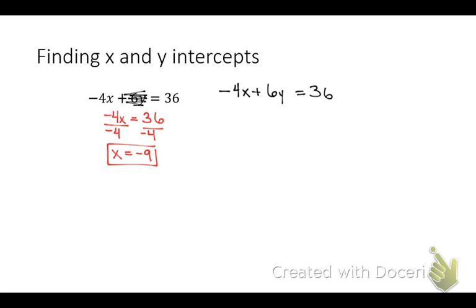On the y-intercept, yeah, you guys are fine. What do you plug in for x? 0. So now 6y equals 36. What do you do to both sides? Divide by 6. And y equals 6.